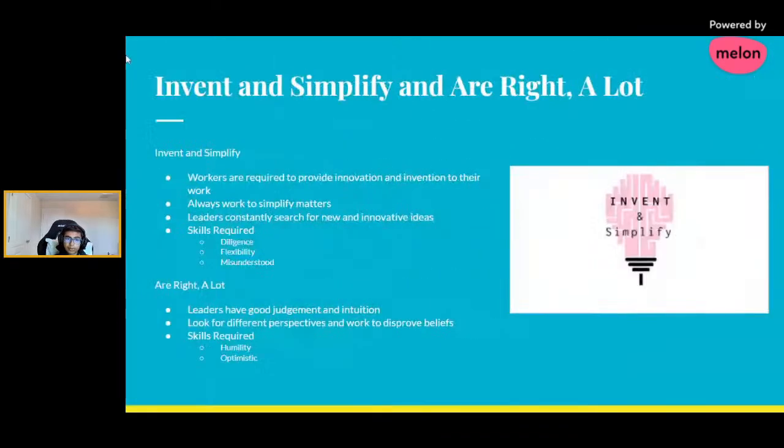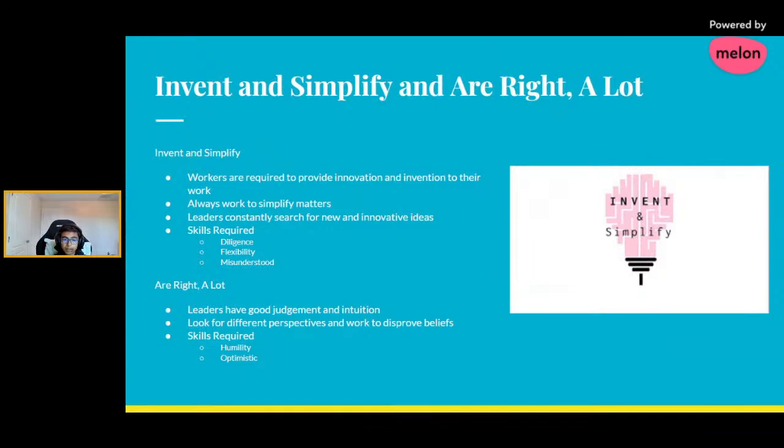The next two principles are invent and simplify, as well as are right a lot. Invent and simplify. Workers are required to provide innovation and invention to their work. Therefore, leaders have to always work to simplify matters. They constantly search for new and innovative ideas from their workers. The skills required for this include diligence, flexibility, and the ability to be misunderstood.